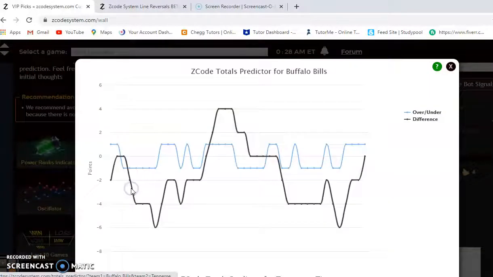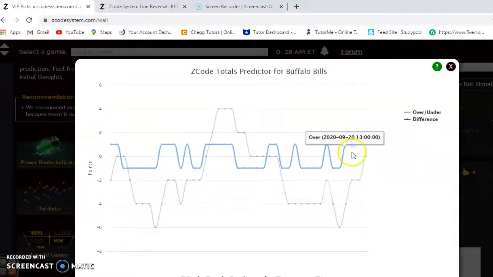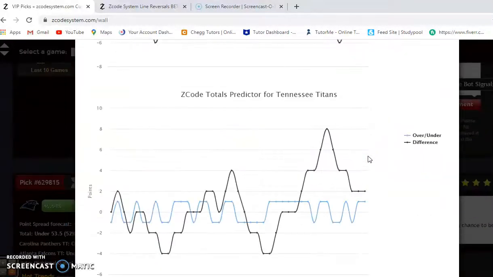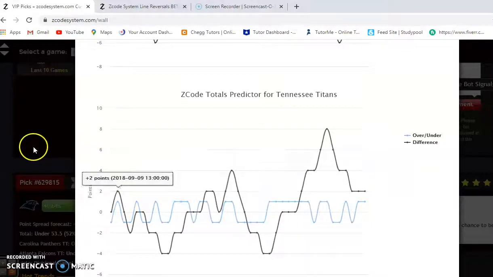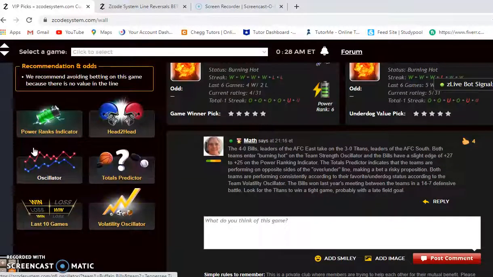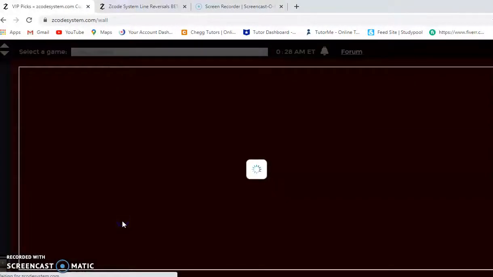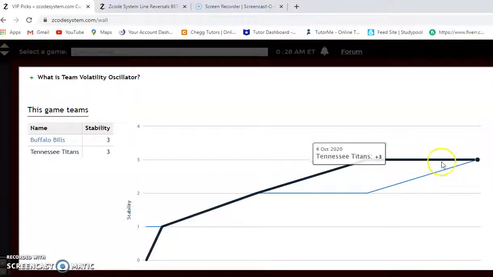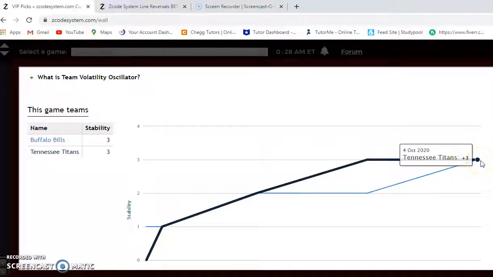If you're considering the over and under in this game and the totals predictor, you can see that the Bills are playing in games trending under the line. The Titans are playing in games slightly over the line. So it's kind of a wash. I would say do not bet the over and under on this one. It's not a very wise decision. See how stable the two teams have been. How well have they been performing according to their favorite underdog status? Well, both are extremely stable. After 4 weeks, they are both at plus 3.